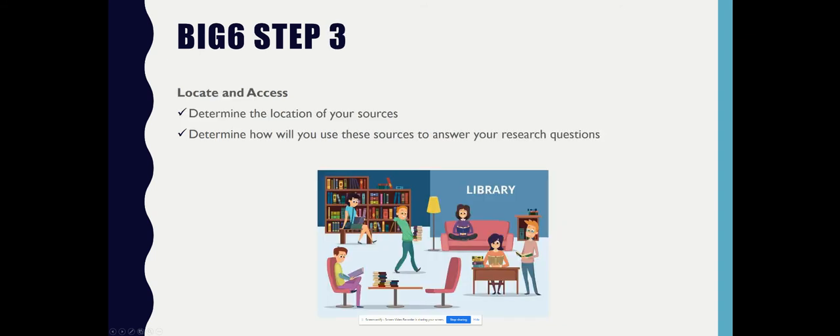The next step is to locate and access the resources, where you can find the information you are looking for. Examples include the school library, public library, online, or somewhere else. When you find these resources, what will you look at to find the answers to your questions? For example, text features such as table of contents, headings, pictures and captions, etc.